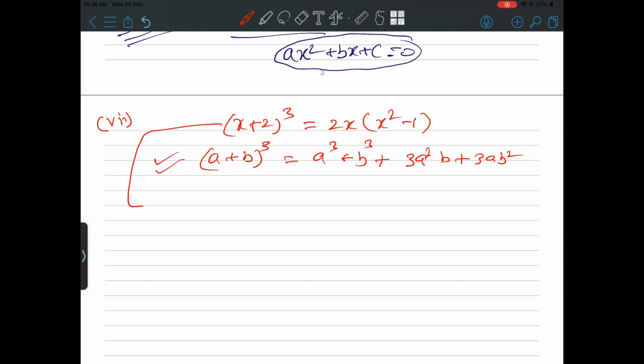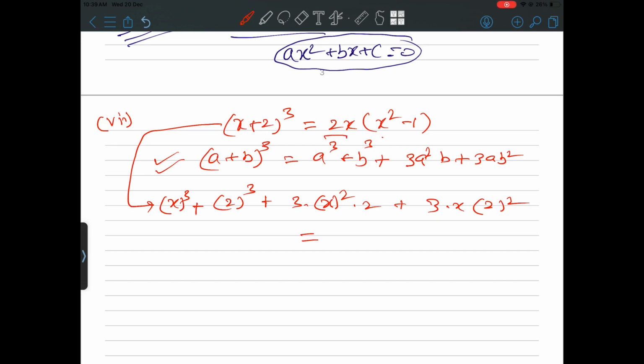So now with this formula we can expand this, right? The first term is x, so this becomes x cube. The second term is 2, so it becomes 2 cube. Then 3 into a, a is x, so x square into 2. Then we have 3 into x and 2 square, right?